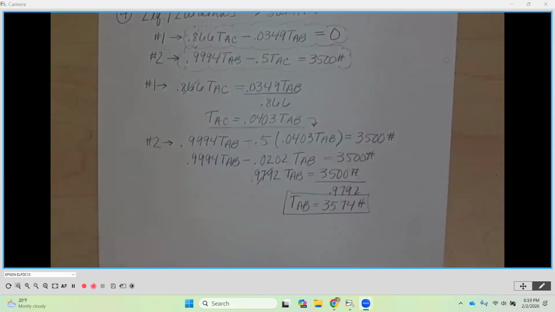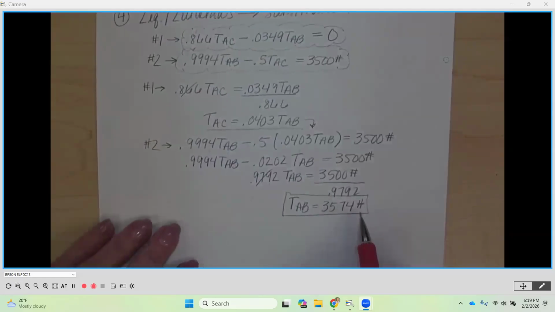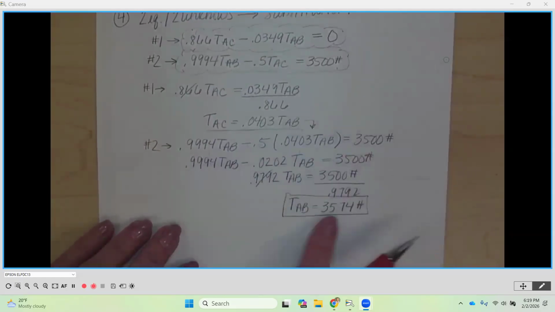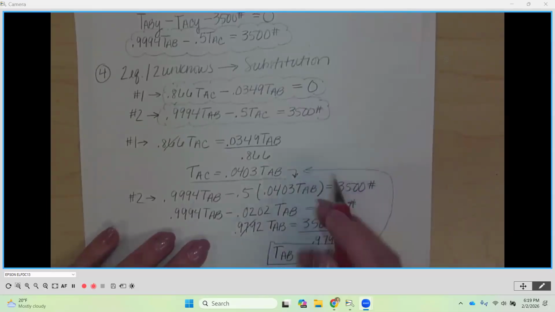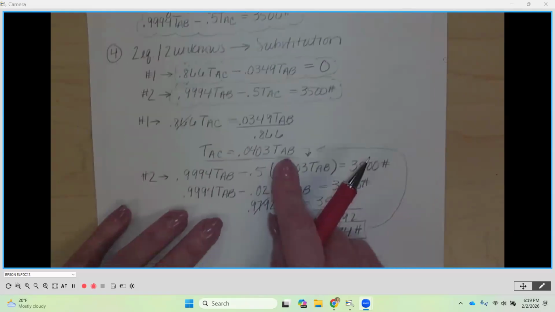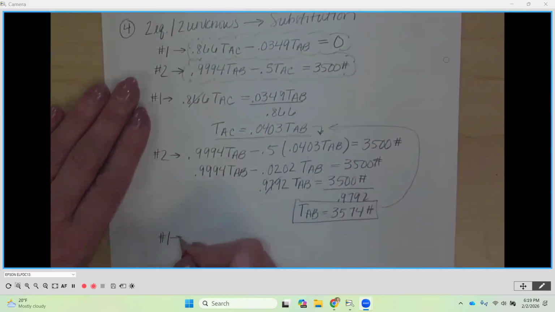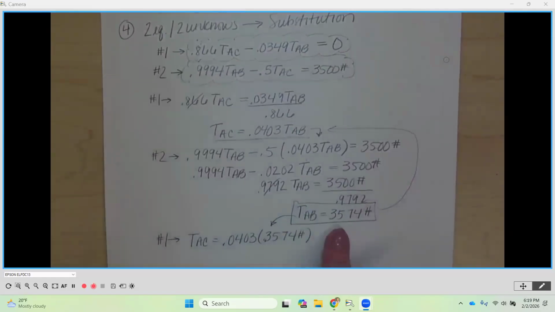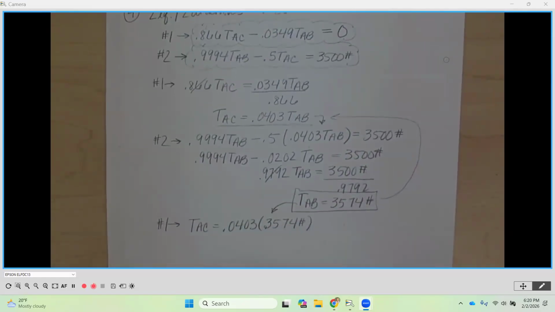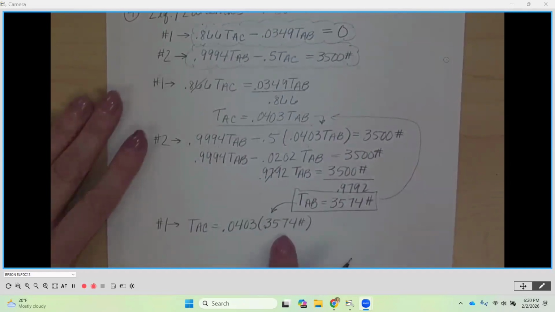All right. And now that we have TAB, we can substitute it back into, since we used equation number two to solve for it, we have to put it into equation number one. Now, we can put it back up into here because this was equation number one rearranged. So going back to equation number one, TAC is equal to 0.0403 times, that's our TAB. It's going to be 3,574 pounds, right? Does that make sense, everybody? We're substituting in the actual value where TAB was.